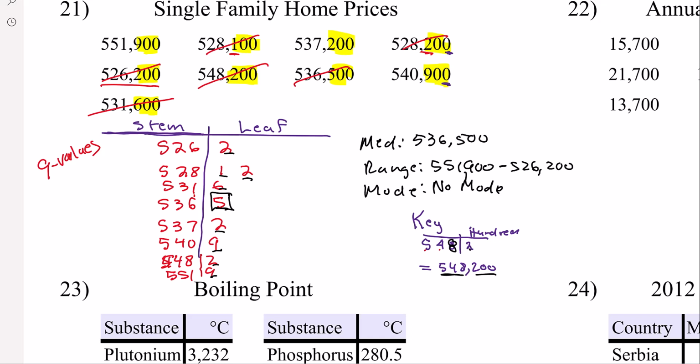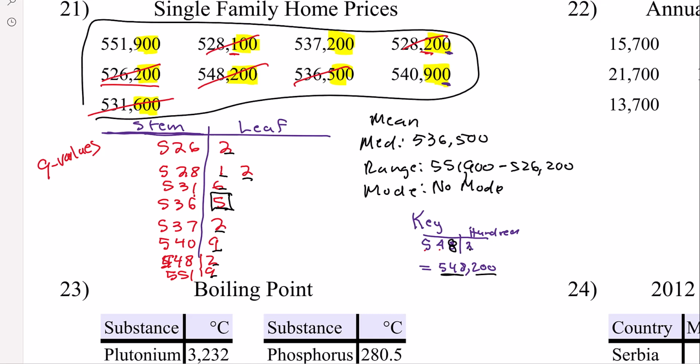And then for the mean, if that's what you needed to do, you would just add up all of those values listed above right here. So 526,200 plus 528,100 plus 528,200, etc. You're going to add up the sum of all the data and divide it by 9, and that's going to give you the mean.